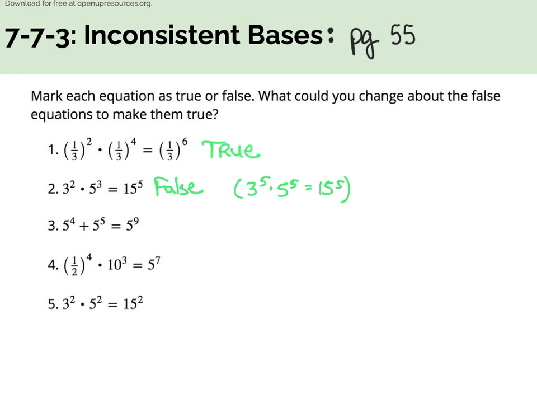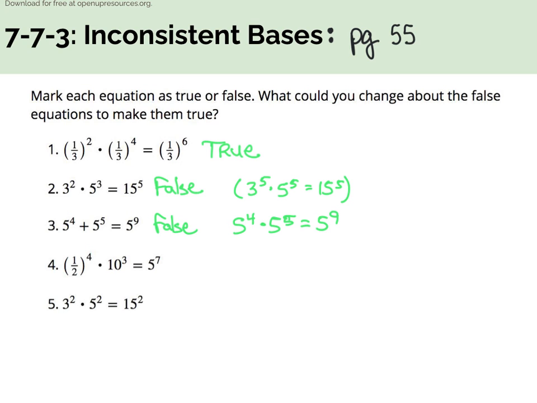Let's look at number 3. 5 to the fourth plus 5 to the fifth is 5 to the ninth. True or false? This one is also false. So how can we go ahead and change this? How do we rewrite this correctly? We make it 5 to the fourth times 5 to the fifth. That would equal 5 to the ninth.